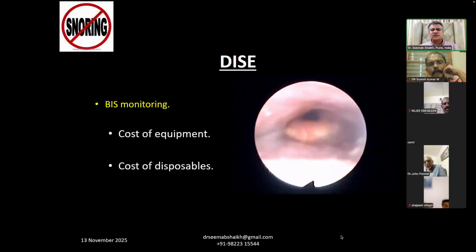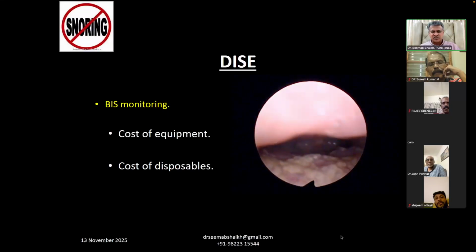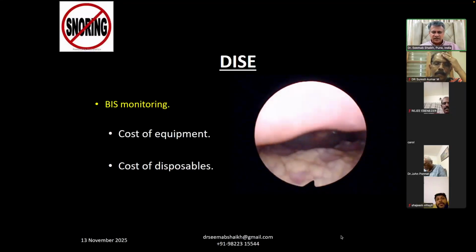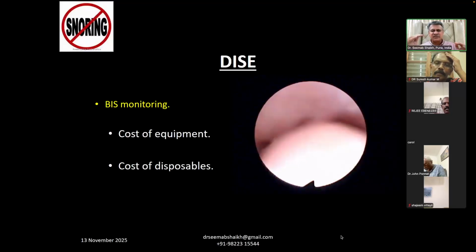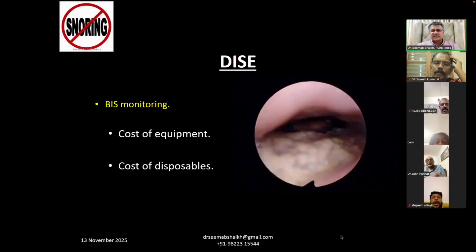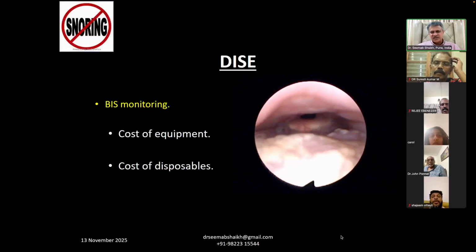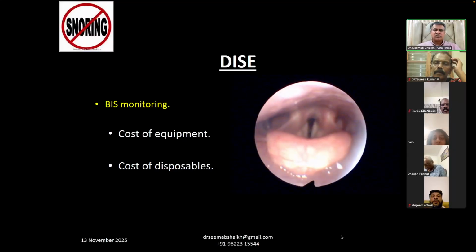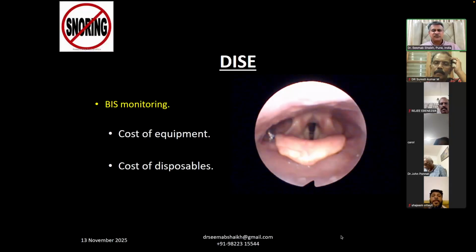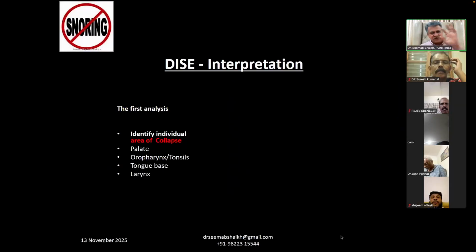There is something called BIS monitoring, bispectral index monitoring. It has issues with the cost of the equipment and the disposables, but that is something we do need for DISE if you're going to do it, because it gives you the depth of anesthesia. You can't go too deep into anesthesia because then the obstructions would change, and you can't be too light because again the obstructions would change. So BIS monitoring helps us figure that out. Once you've done the DISE, it's also important to interpret it. You just can't do it and forget it.